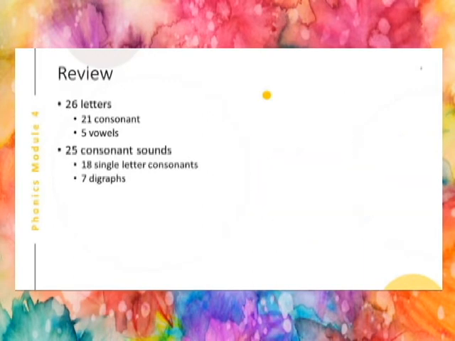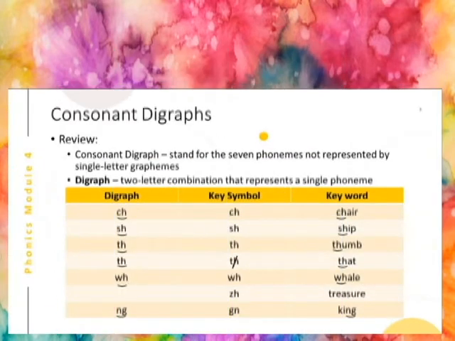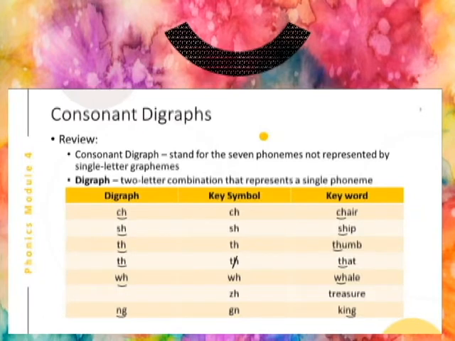We gain 7 additional phonemes through the use of the 2-letter grapheme. The consonant digraphs stand for the 7 phonemes not represented by single-letter graphemes. They are marked with an arc.